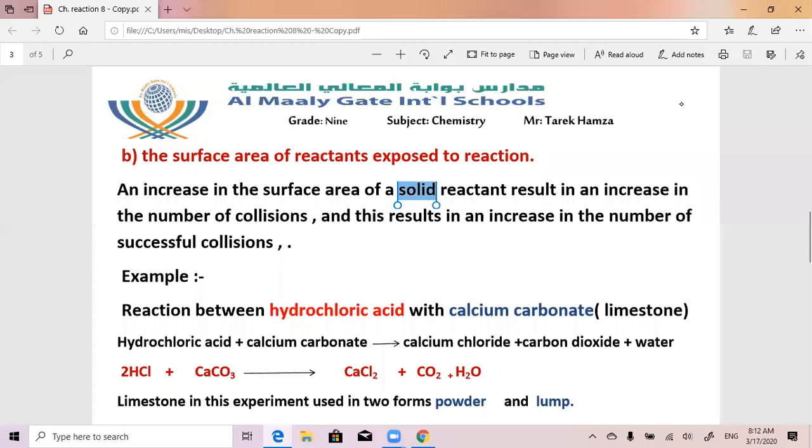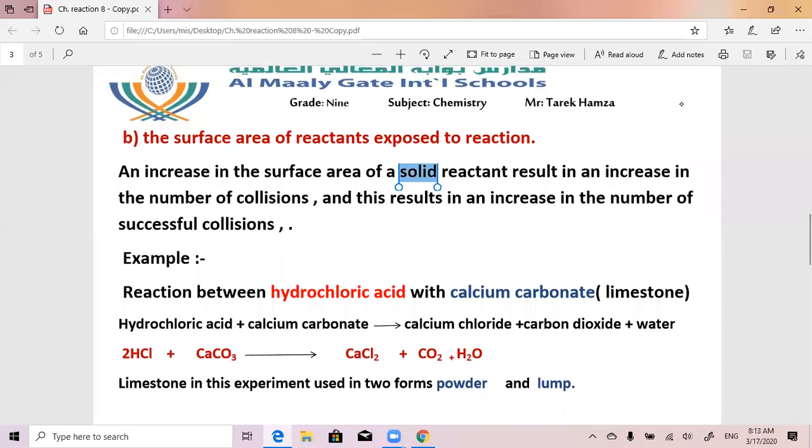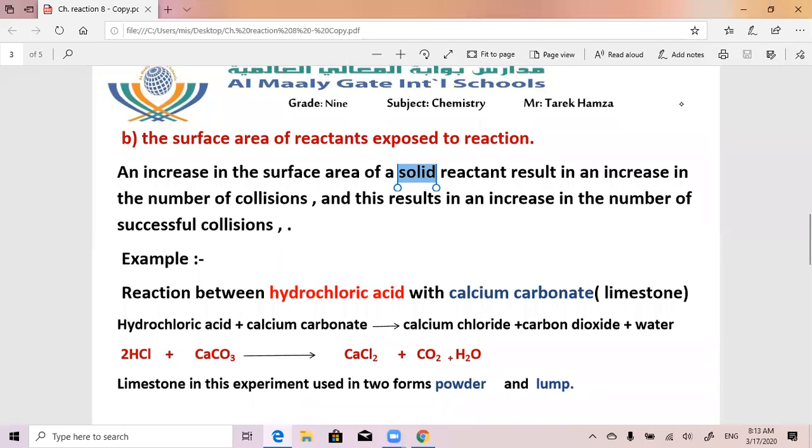يعني ايه عندنا بمعنى ايه؟ Increase the surface area of solid reactant. Solid reactant here in this chemical reaction is calcium carbonate. Calcium carbonate found in two forms. Number one, powder. Number two, lump.